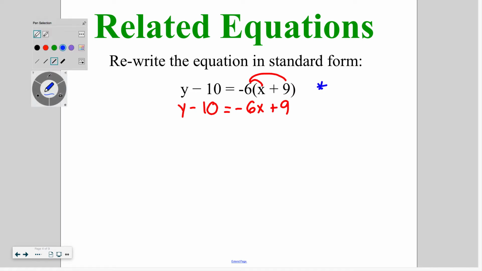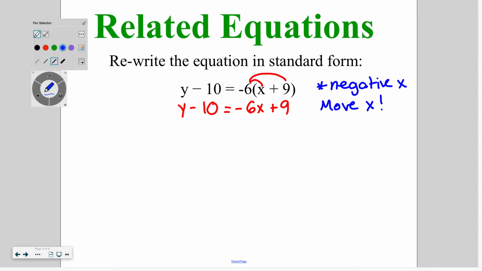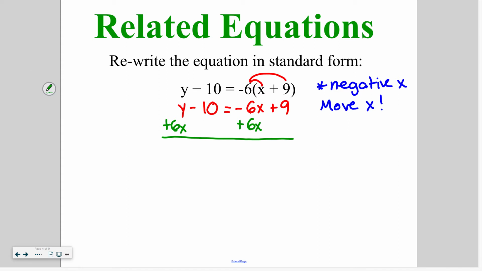Notice, we have a negative x value to start. If you have a negative x value to start, you are going to want to move the x. So I'm going to go ahead and add 6x to both sides. If it had been a positive 6x, we don't want to touch that. It's already positive. We want the x to be positive so we don't move it. So if negative x, we're going to move x. If positive x, we would have moved y. So we added 6x to both sides, which gives us 6x plus y minus 10 is equal to 9.